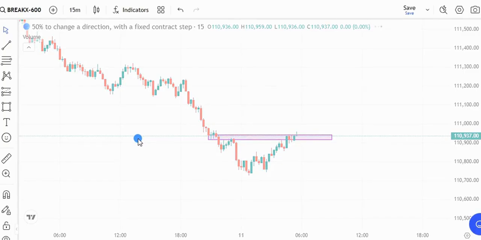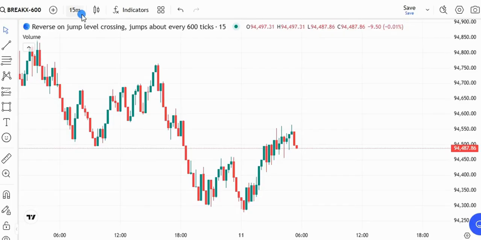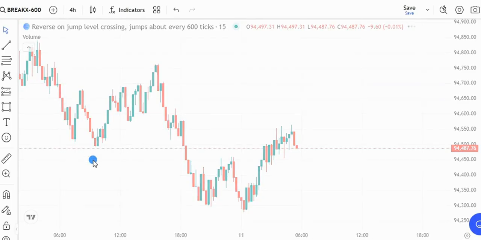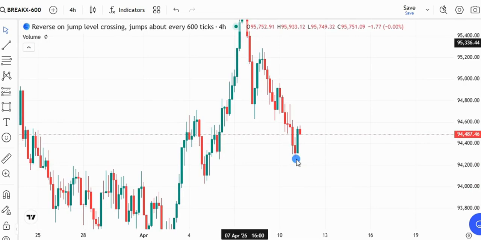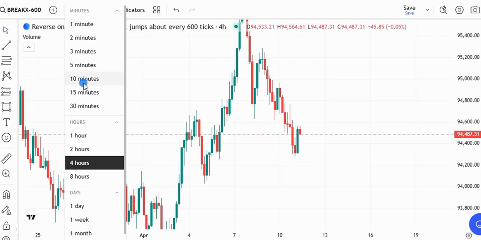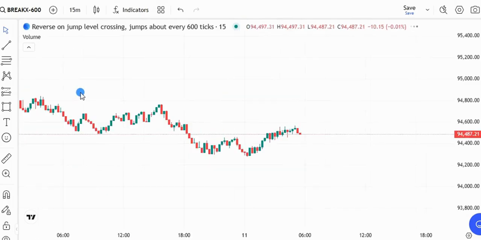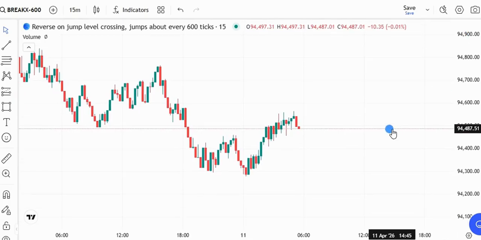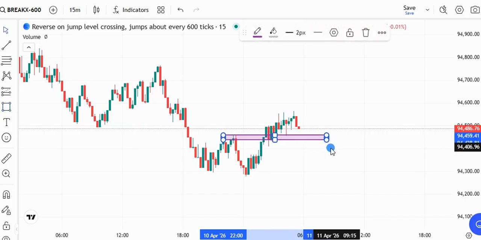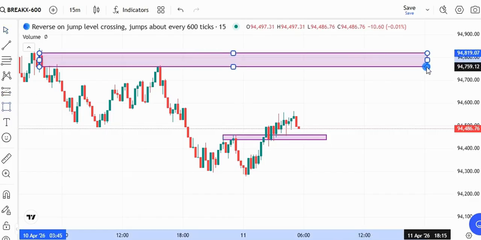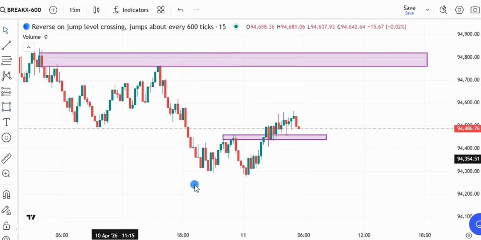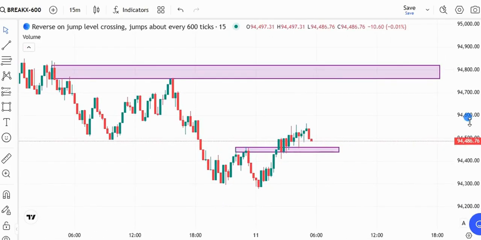Break 600. Okay, to the 4-hour chart also. Break 600 is currently on a bearish move recently. So let's go back to the 15-minute chart. That means a lot of bearish trades. And also now, you can see it's still bullish, so you're not looking for bullish trades. So we're just going to wait for bearish trades.